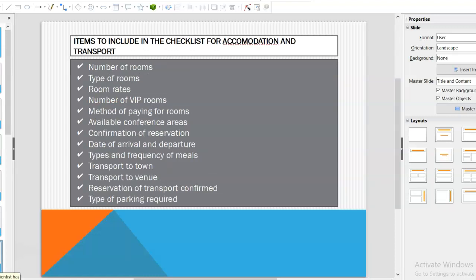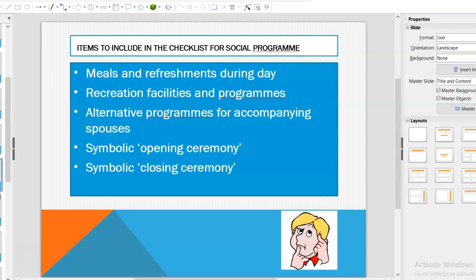items to be included in the checklist for what? Accommodation and transport, where everybody who's attending the training will be staying. Number of rooms should be known, type of rooms, room rates, number of VIP rooms, method of paying for rooms available, conference areas, confirmation of reservation, and the rest. All right, let us continue.